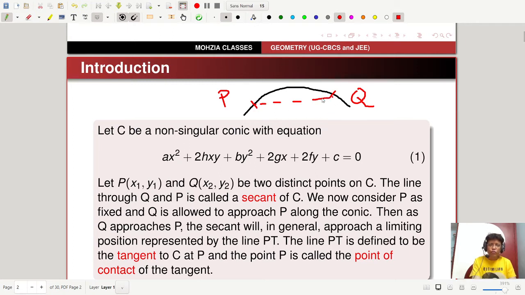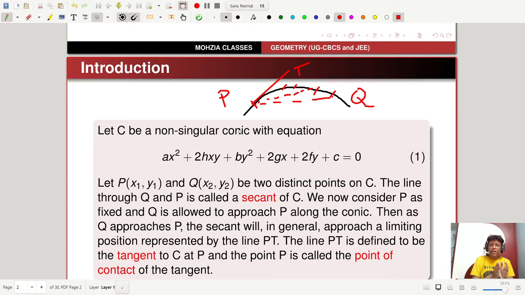Now, if you change the position of Q, so if Q is approaching towards P, and this is the new position, then again, if you join P and Q, you have a secant. So on. If you continue the process, then you will find a line like this. This is called PT, the tangent.